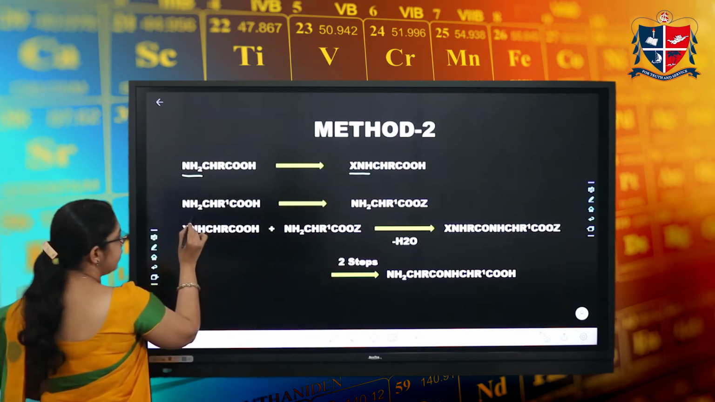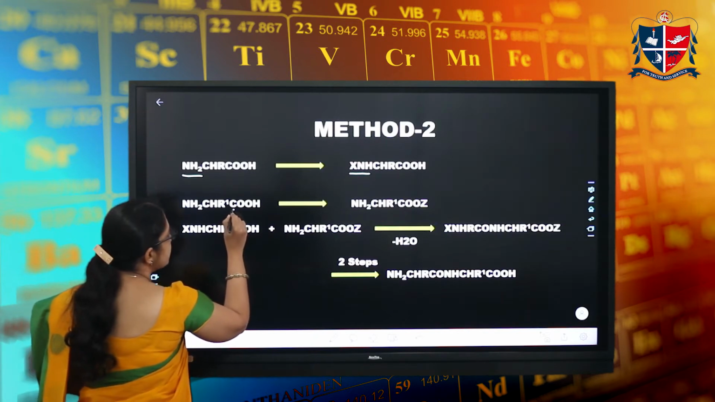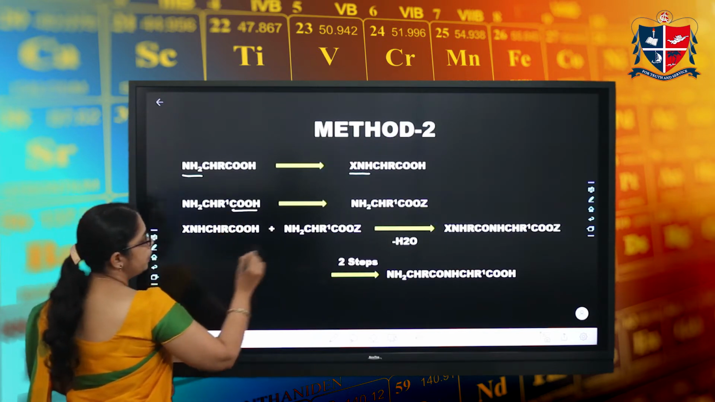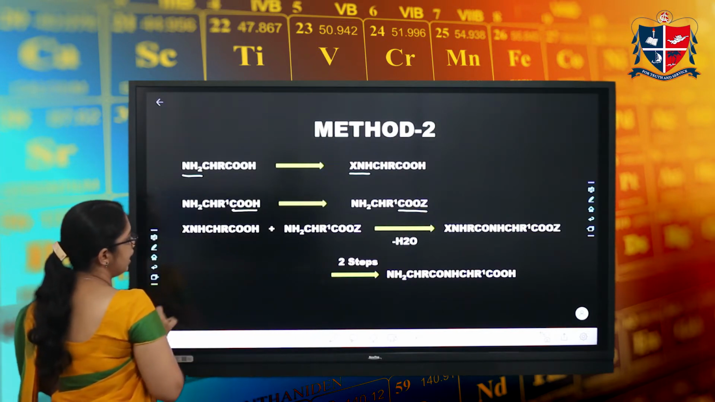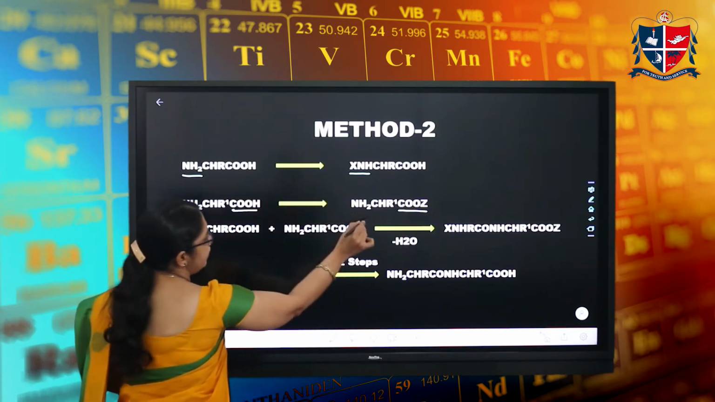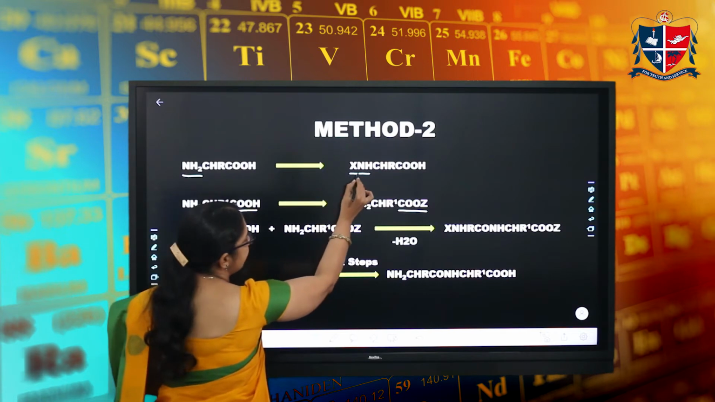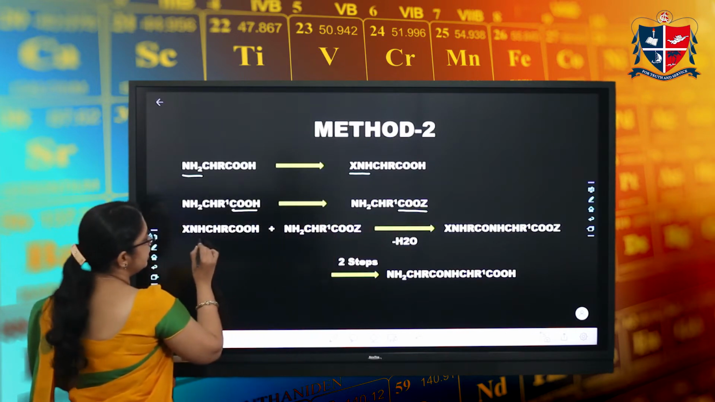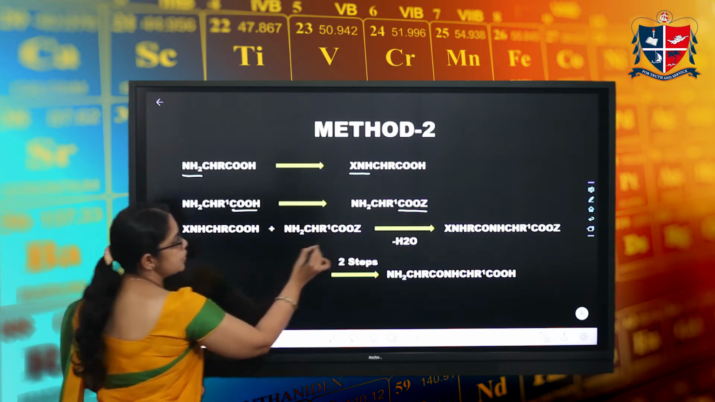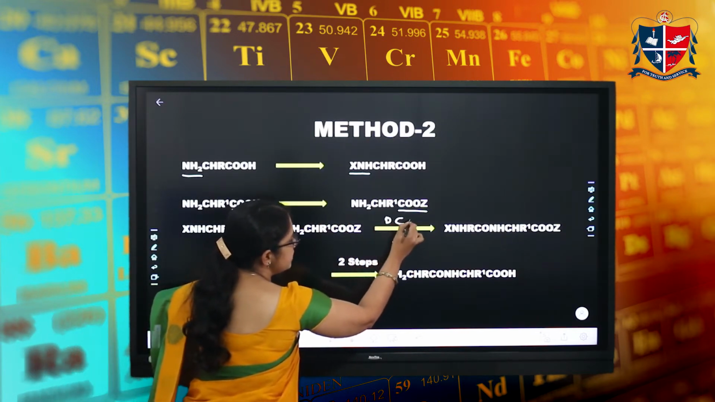And take the second amino acid and protect this COOH group as COOZ. It is protected as COOZ. And then these two amino acids are protected: the NH2 group is protected here, and the COOH group is protected here. And these two are condensed in the presence of a suitable reagent like DCC.